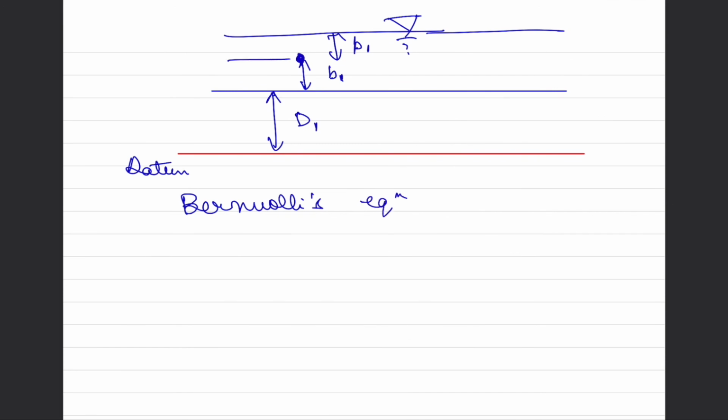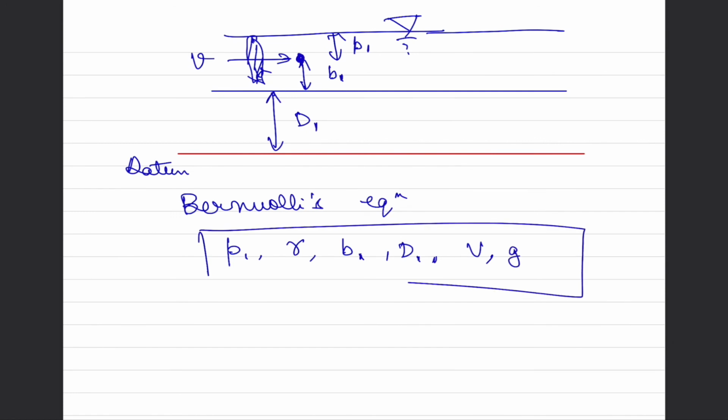And you can assume that velocity is uniform throughout this channel, and it is given by V. And your final expression should be in terms of P1. You can use gamma, you can use B1, you can use D1, and you have to use velocity and of course acceleration due to gravity.